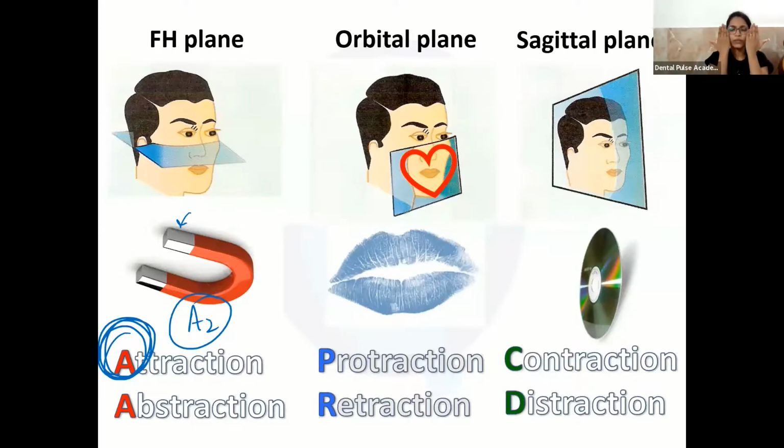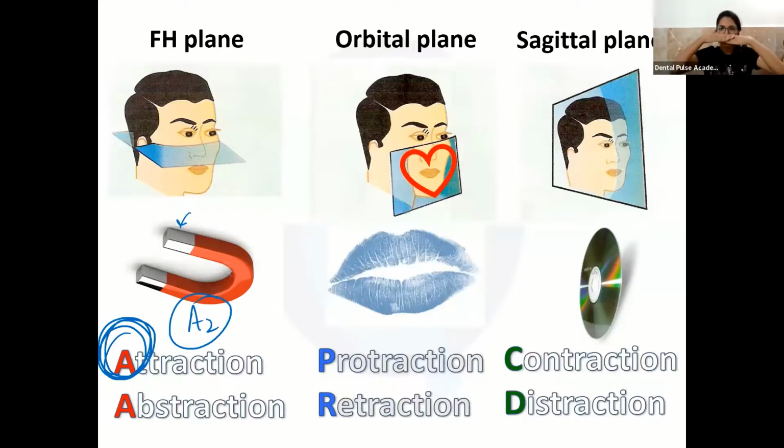Now think of the orbital plane. So orbital plane is here. What is protraction and retraction? Protraction is anything going forward. So this is an orbital plane. Anything going forward is protraction from this plane. Anything coming back is retraction from this plane. So you understand, if it is an orbital plane, this is protraction and this is retraction. Okay. Now think of a sagittal plane. What will happen in the sagittal plane? So this is the sagittal plane, right? And anything coming like this is contraction, like this is distraction. So you need to remember these words as well.